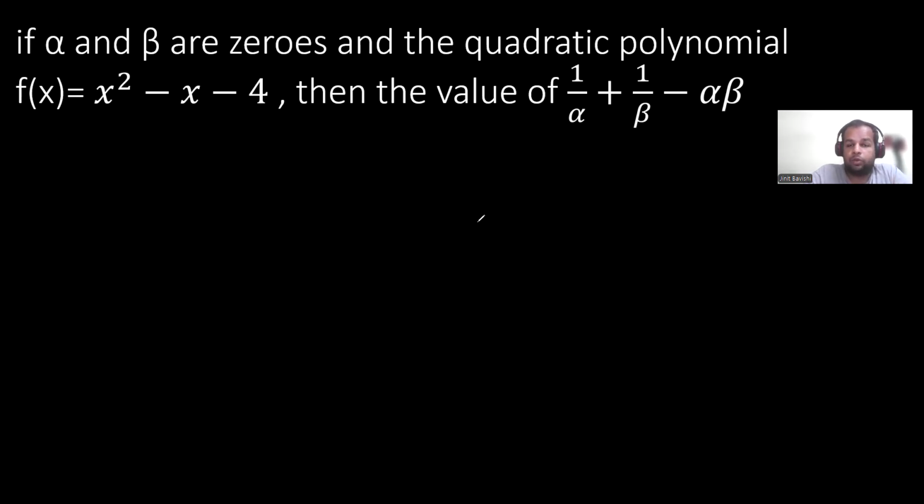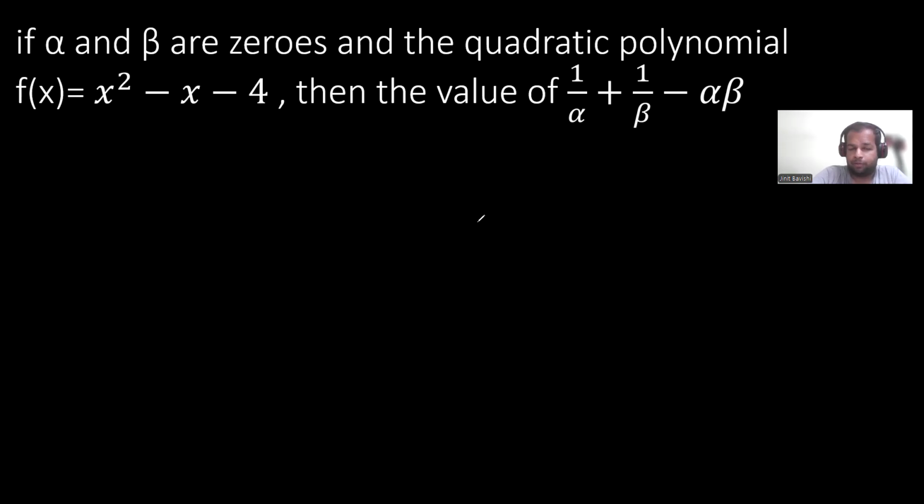Here we're trying to find the answer to a problem. That's a question based upon the polynomials chapter. The question was something like this: if alpha and beta are zeros of the quadratic polynomial f of x equal to x squared minus x minus 4, then you need to find the value of 1 by alpha plus 1 by beta minus alpha beta.